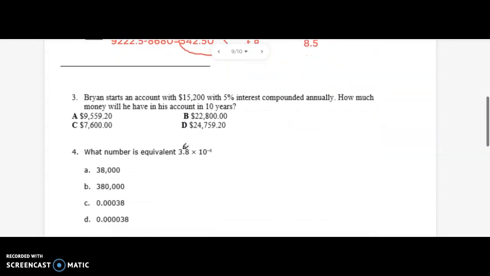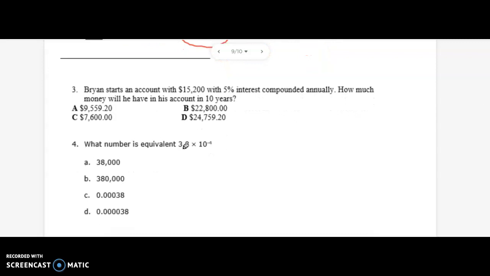Brian starts an account with $15,200 with 5% interest compound annually. How much money will he have in this account? Now, this problem, we have our principal. We have that it's compound interest. In the question, how much money will he have in this account? What am I looking for in this problem? Am I looking for the interest or am I looking for the total amount? Well, it doesn't ask a question about interest. Remember, I told you guys to ask yourself, where in this problem is it asking me for interest? And it's not. So I'm looking for the total amount.